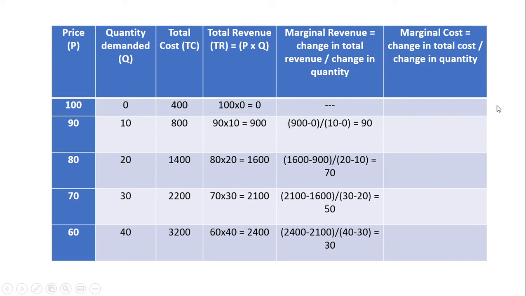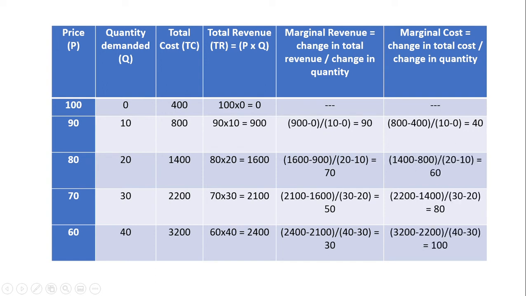Okay, so the next thing we would want to figure out is marginal cost. Marginal cost is the change in total cost, and we've been given the total cost figures, divided by the change in quantity. Again, we can't do one for 0. When we go from 0 units to 10 units, we go from 400 to 800. So our marginal cost is 800 minus 400 divided by 10 minus 0. That's 400 divided by 10 equals 40. And then I've gone ahead and filled in the rest.